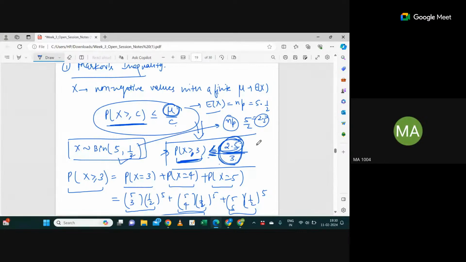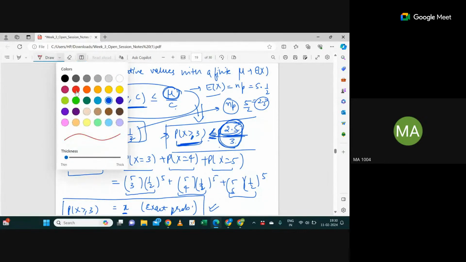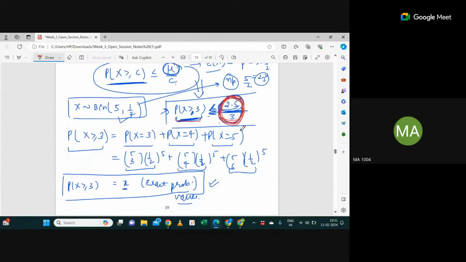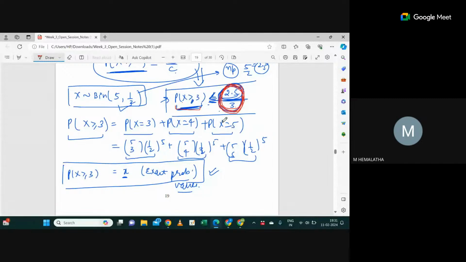Yes. Correct. So this means what? This means this probability, x greater than or equal to 3, will always be less than 2.5 divided by 3. It cannot exceed this value. The 3 is the number which is given in the question. If you calculate the exact value, it will always be less than or equal to this quantity.